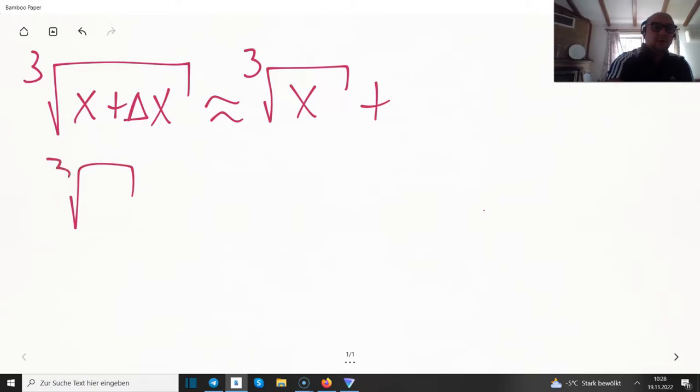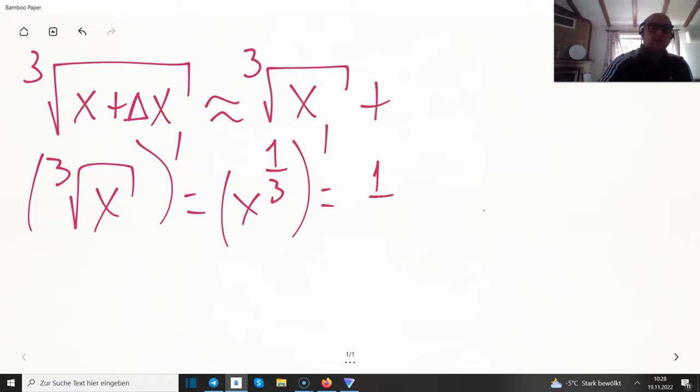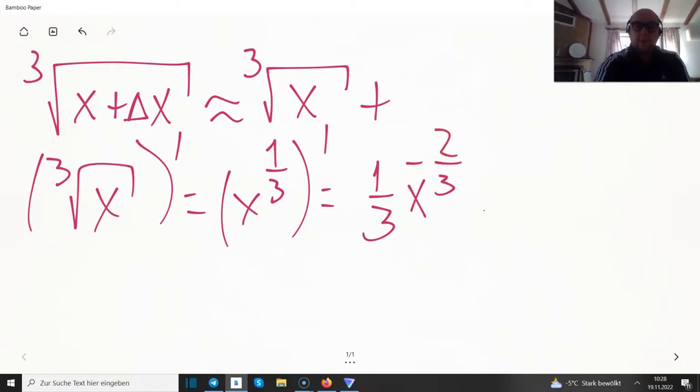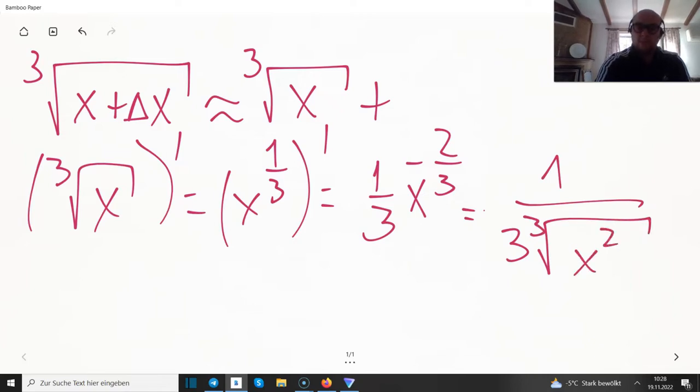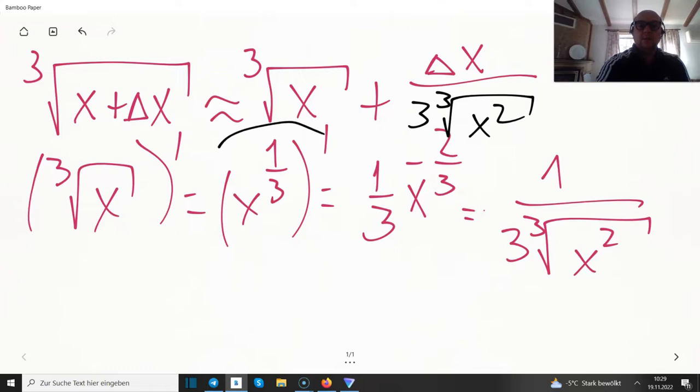What is the derivative of a cubic root out of x? Well, this is x to the power of a third, and we can put a third in front. We get x to the power of minus 2/3, and that would be basically 1 divided over 3 times cubic root out of x squared. So this is exactly the change, and that's why this is the formula we are going to approximate some values with.